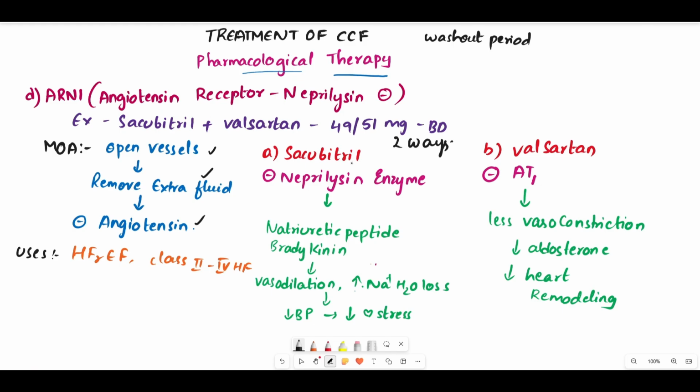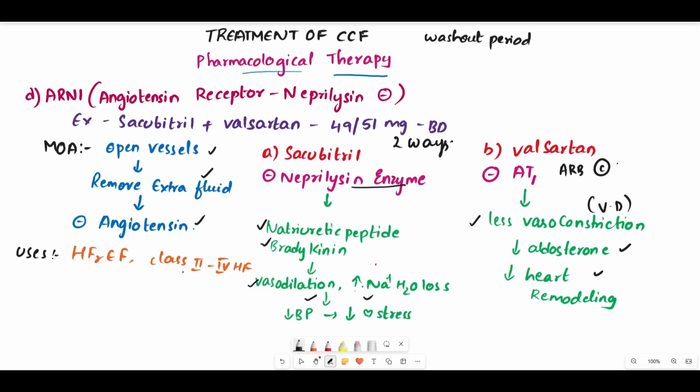Sacubitril will be inhibiting the neprilysin enzyme, due to which the body has more natriuretic peptide and bradykinin, which will be again leading to conditions like vasodilation, increased sodium and water loss, decreased BP, and reduced heart stress. Coming to valsartan, usually this is an ARB component, so it will simply inhibit the AT1 receptors, which will cause less vasoconstriction. That means it causes vasodilation, reduces the aldosterone levels, and also reduces the heart remodeling.